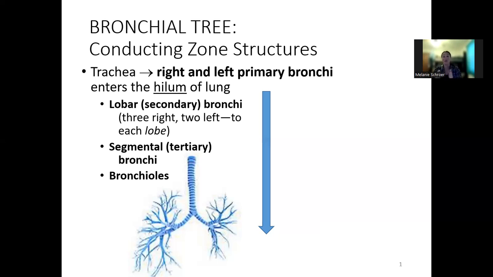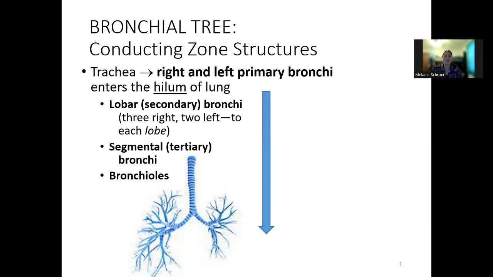So from the right and left primary bronchi, these airways divide or branch into the secondary bronchi. We can also call them lobar bronchi because on the right side, we have three lobes of the lungs, and on the left, we have two lobes of the lungs, and each of these secondary bronchi actually delivers air to an entire lobe. So we're going to see that later on.